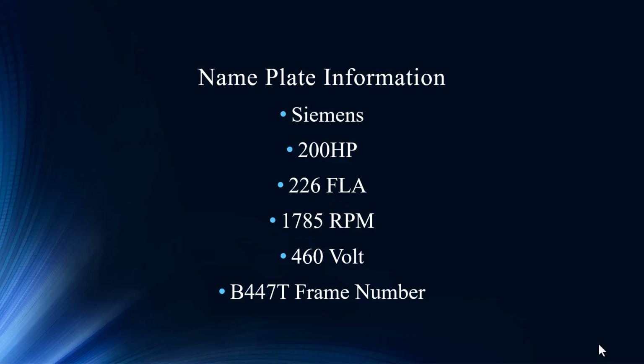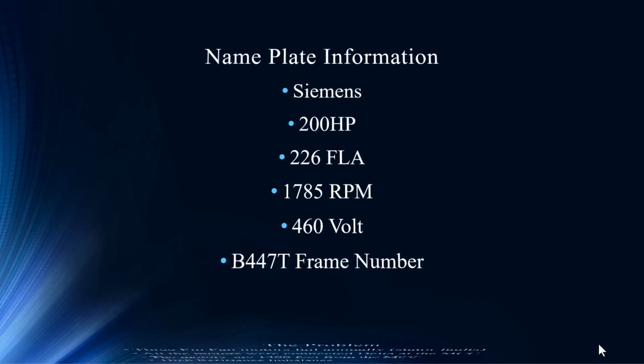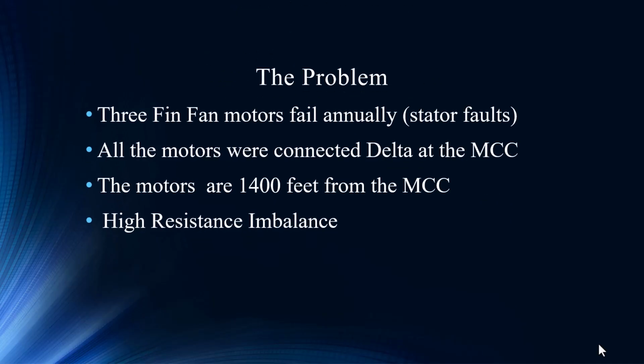So this is the motor we're talking about. And mind you, these fail frequently. They're fan motors designed to cool off, obviously, cooling towers. Pretty standard. In fact, a 200 horsepower motor for a cooling tower is a decent size. This is not a small utility plant. So, like we mentioned, they fail. Three of these things fail annually.